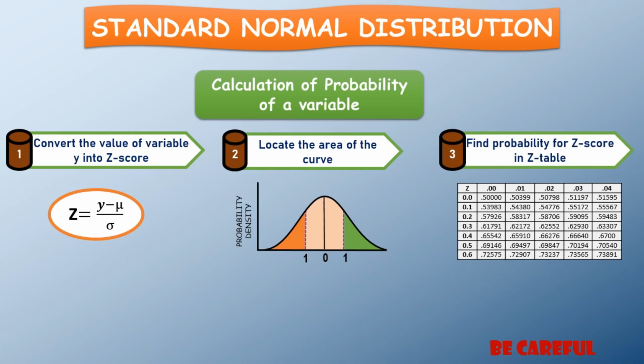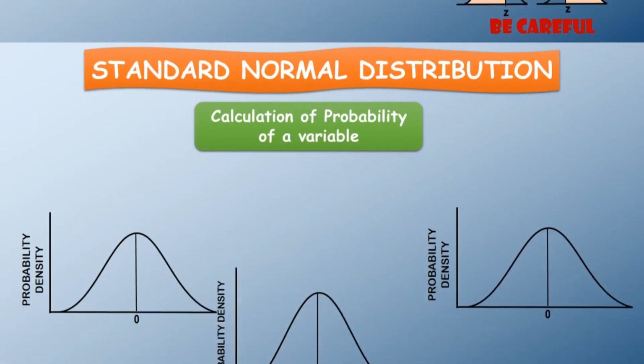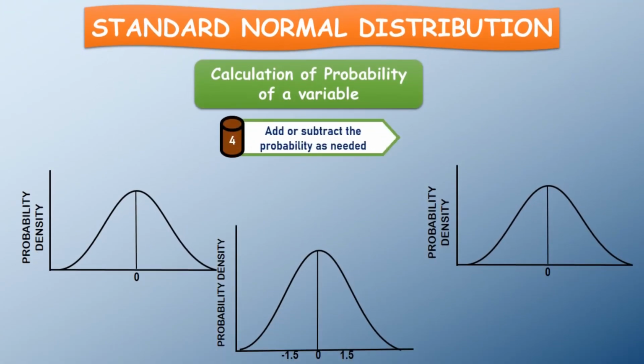Now you have to be careful here. Check what area of the curve does the probability value represent. Either the z-table shows the value to the right of the z-score or to the left. Accordingly, see if the probability value you got represents the same area as the one that was marked in step 2. If not, then go to step 4. Add or subtract the values.